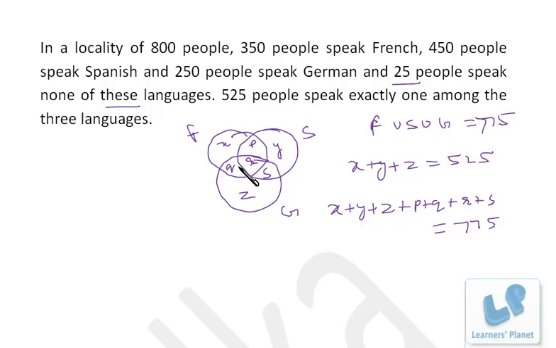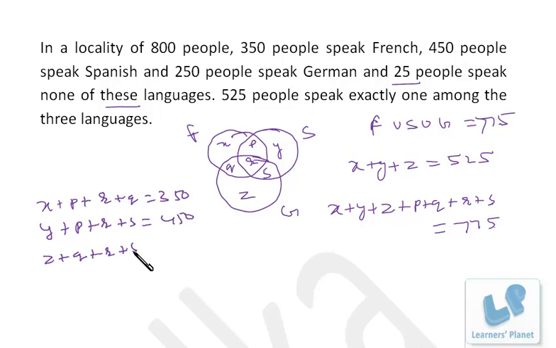Now next is we are given the total of this circle, and this circle. That means X plus P plus Q plus R is 350. That means the total number of people speaking French, right? So X plus P plus R plus Q is 350. Similarly, Spanish 450 people, Y plus P plus R plus S, that's 450, and Z plus Q plus R plus S is actually 250 speaking German, right?